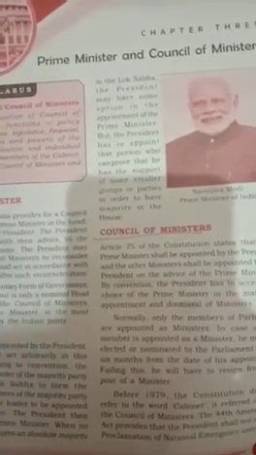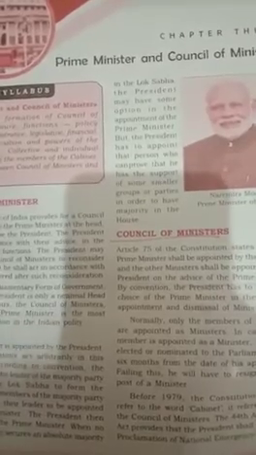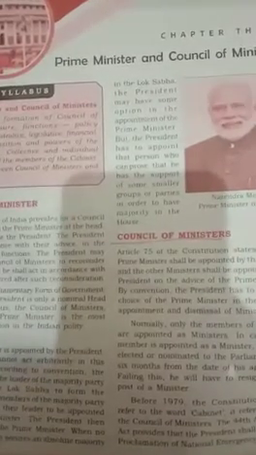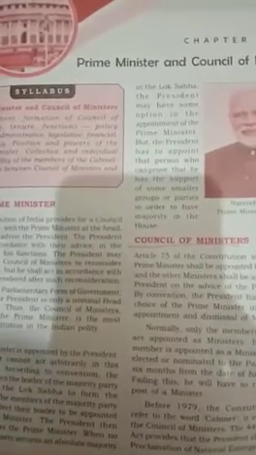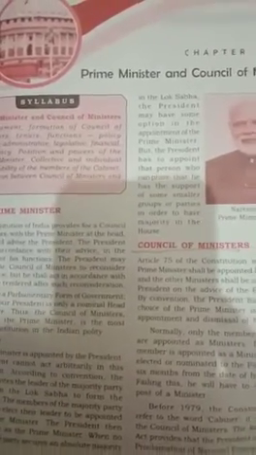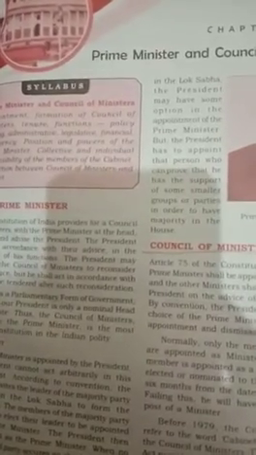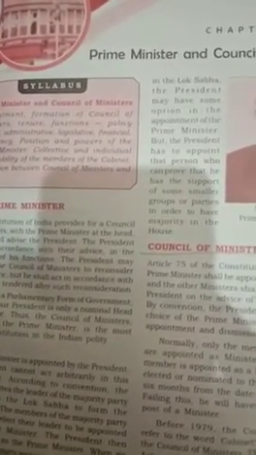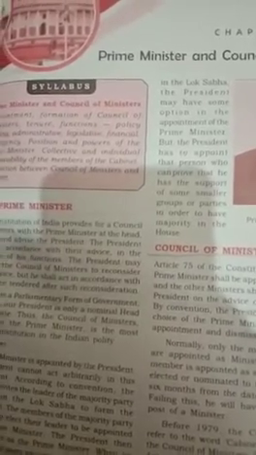So students, as you know very well, our government is a parliamentary form of government. Therefore, our President is the nominal head of the state. There are two heads: the nominal head and the real head. As you know, the nominal head is the President, and the real head is the Prime Minister.